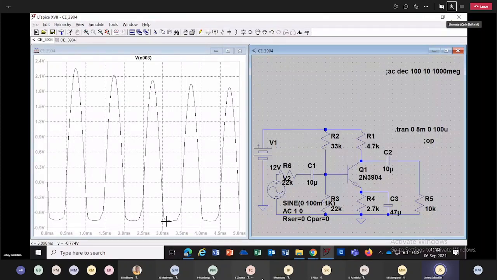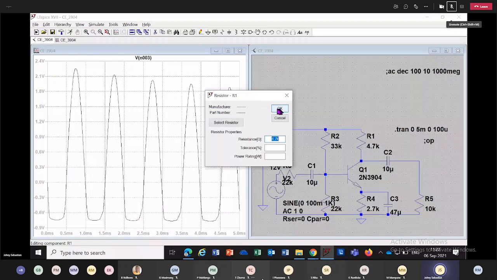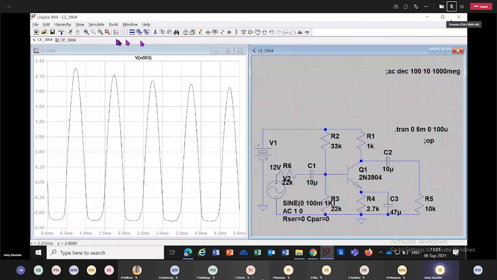Do you want to see how an amplifier is going to cut off? Let's go back and change that into 2.78. That was the original. I'm trying to make voltage at the collector very close to 12. So let me go and make that 1K. Okay. Now, after simulation, you will see.